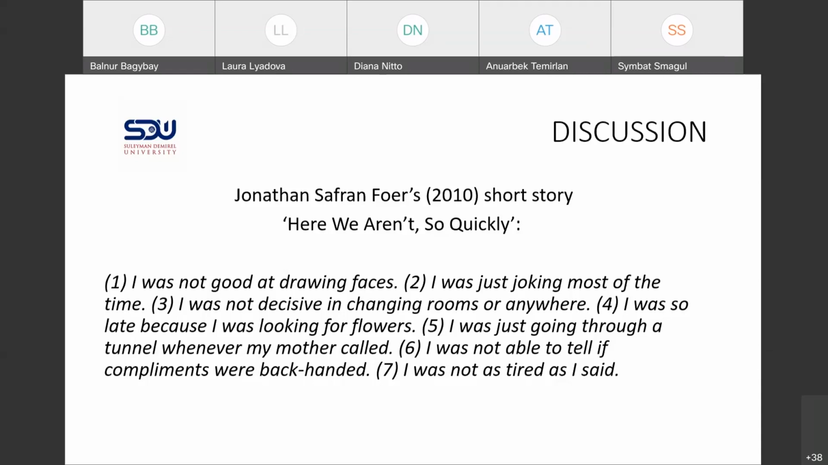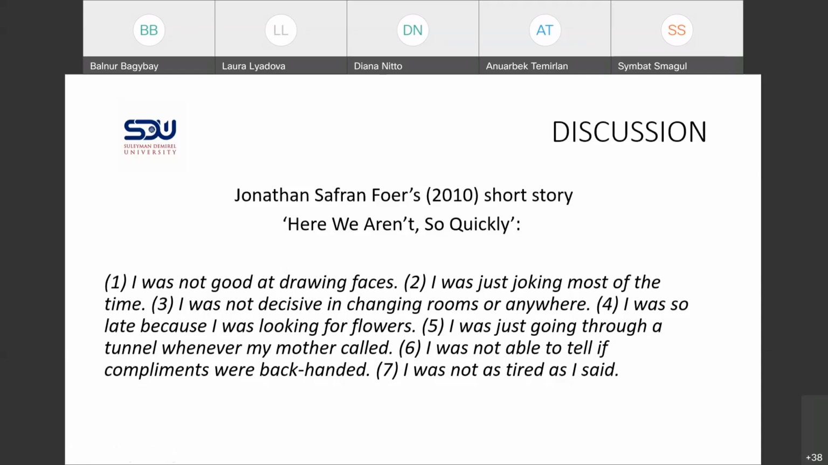All right, so let's have a look at the small analysis. As you may see, the sentences here were numbered. It would be lovely if you are careful in listening. If we have a look at sentence 1 and sentence 2, we may see that both of them form an example of negated opposition. How? By giving the impression that the reason the narrator is not good at drawing faces is because he was just joking most of the time. Yeah, like the negative opposition. I was not good at drawing faces. I was just joking most of the time. It seems like he was not good at drawing faces because he was joking. So he was wasting his time, in that very sense.